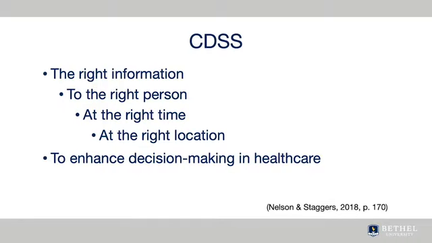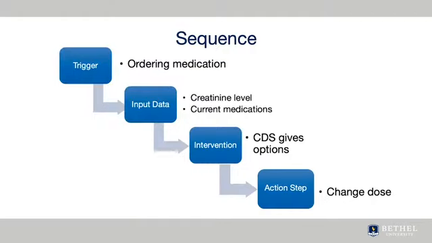So what does that mean? A CDS tool consists of a trigger, input data, interventions, and the action step. For example, a trigger such as ordering an antibiotic is an event that signals a CDS algorithm. The simplest types of CDS tools are medication alerts.